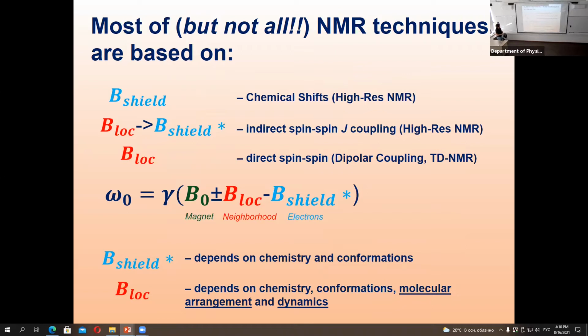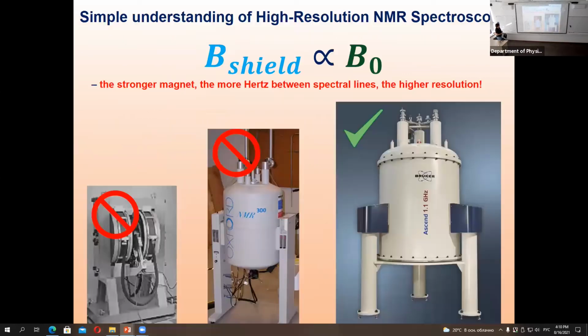And the difference of frequencies, depending on the structure, can give information about the chemical structure. Let me show you.